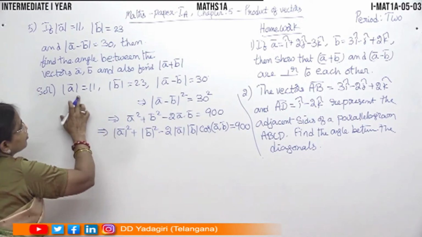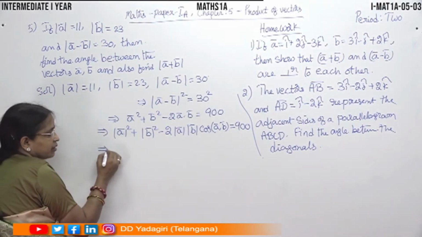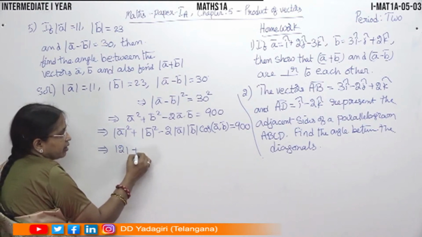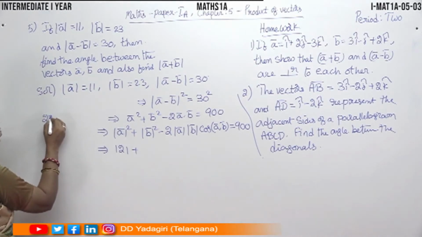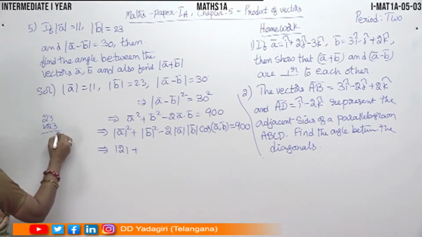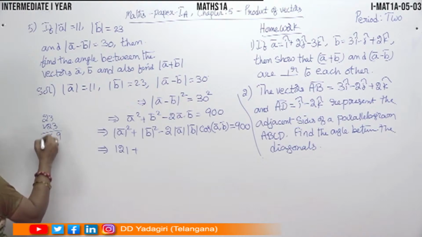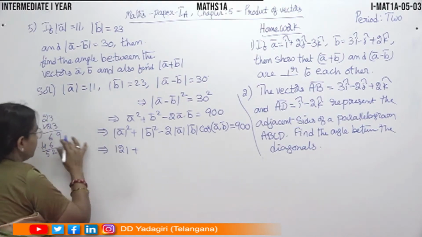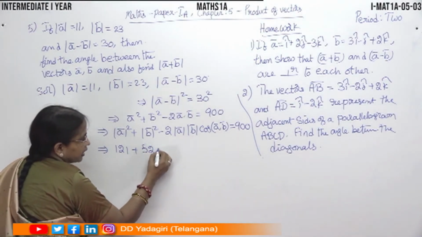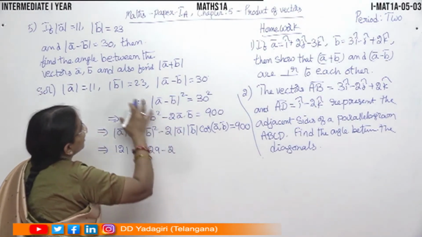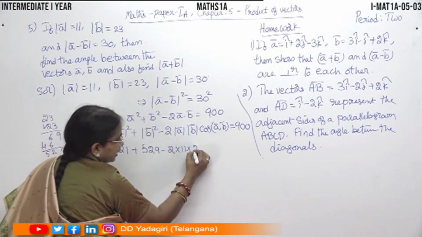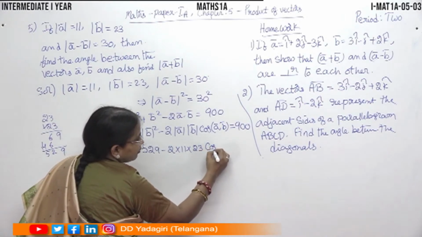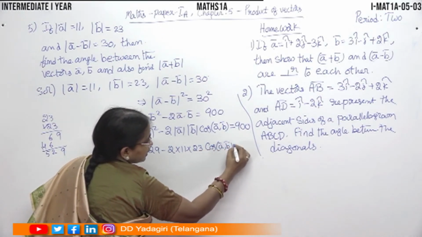Now substitute the values. Mod A square means 11 square. 11 square is 121. Mod B square is 23 square. So what is 23 into 23? 529. 23 into 23 is 529 minus 2 into mod A. Mod A is 11. 2 into 11 into 23 into cos of angle between A and B is equal to 900.